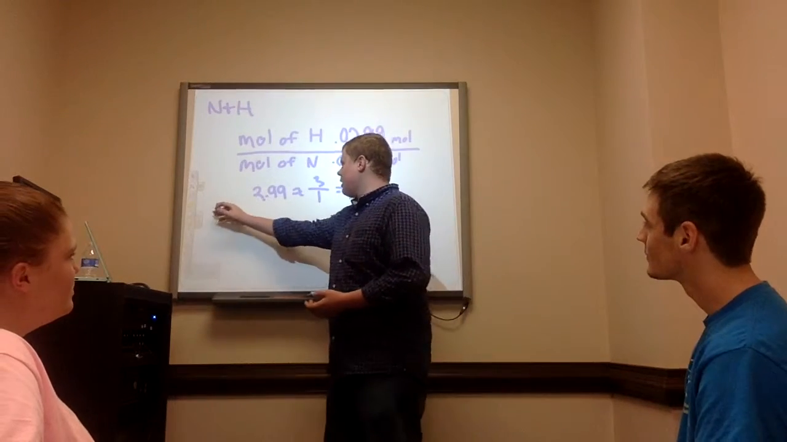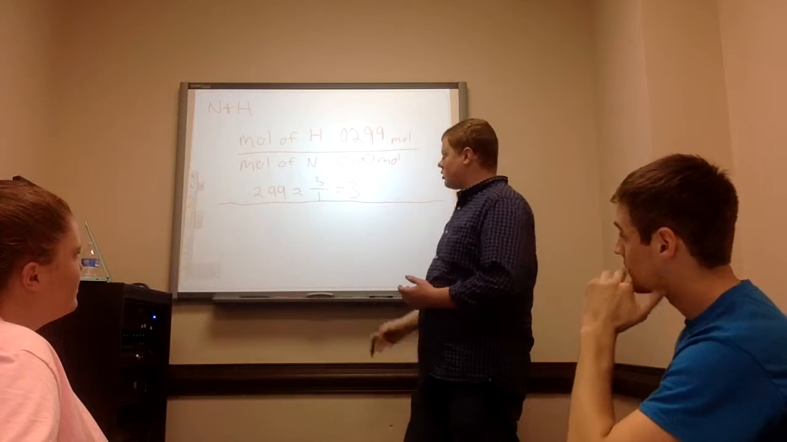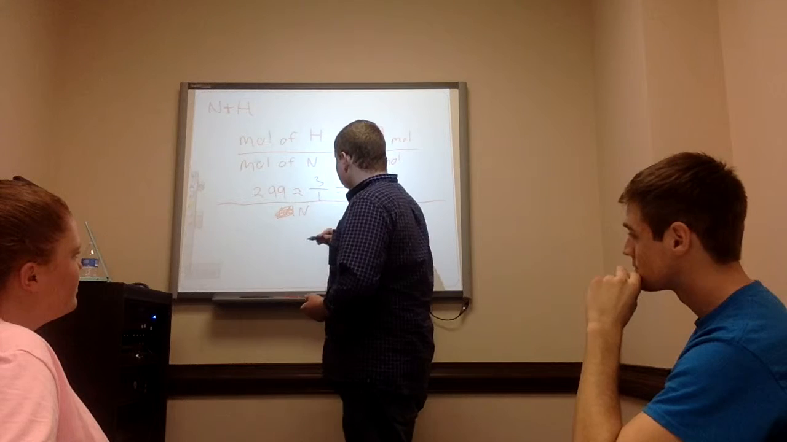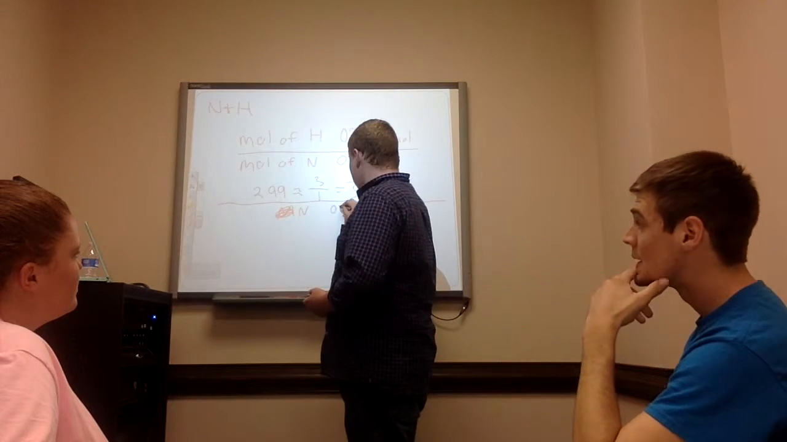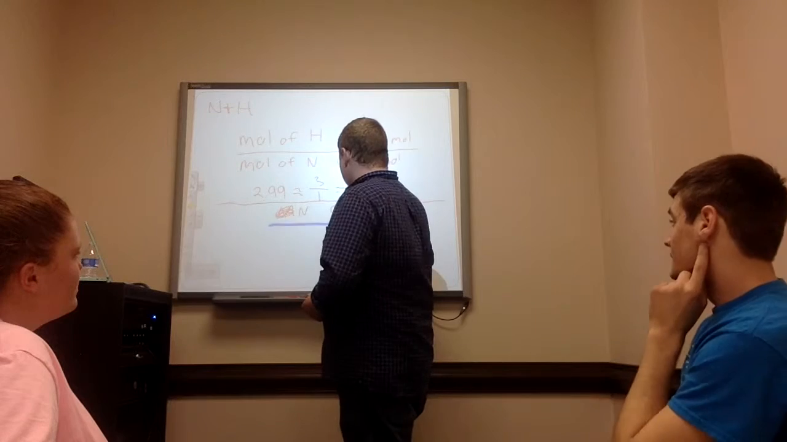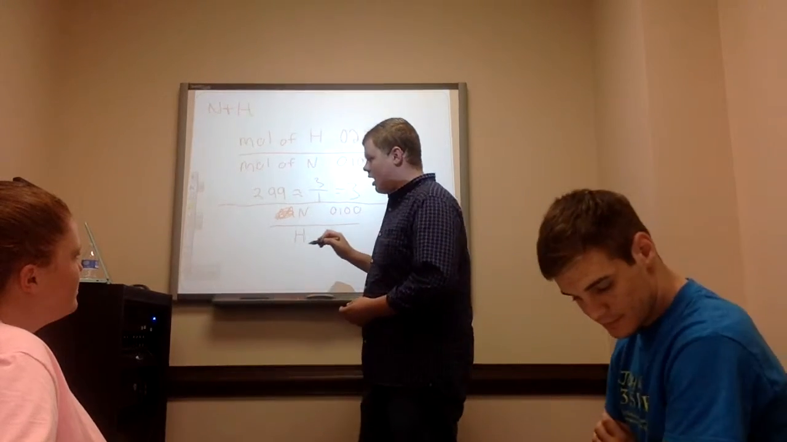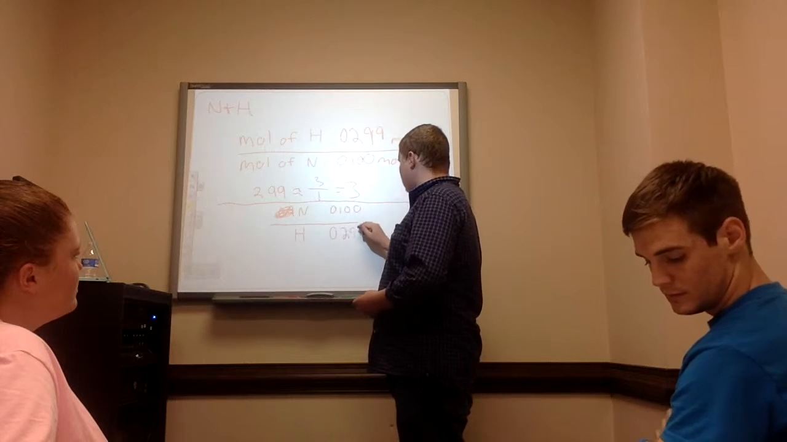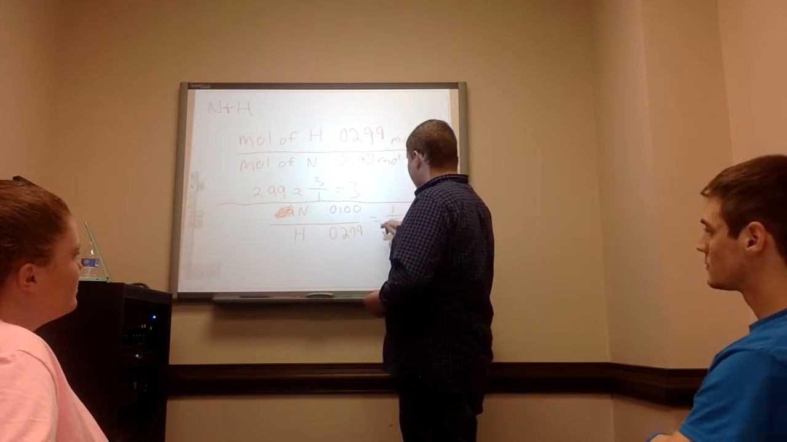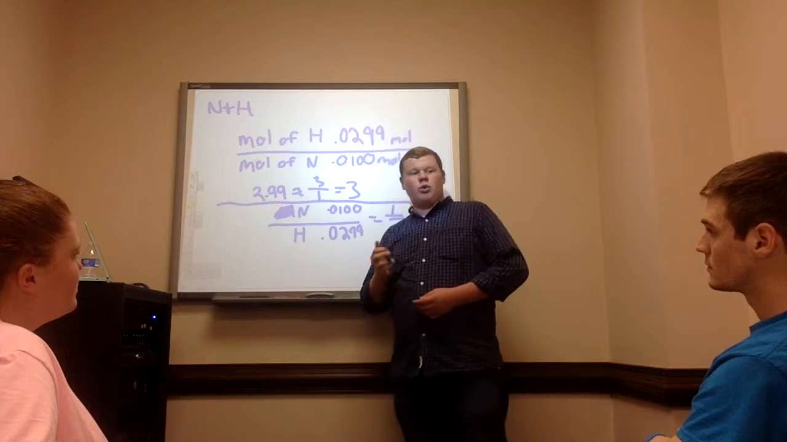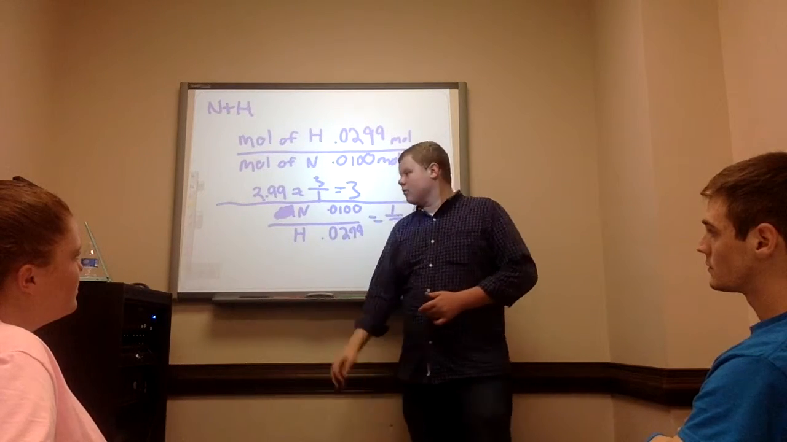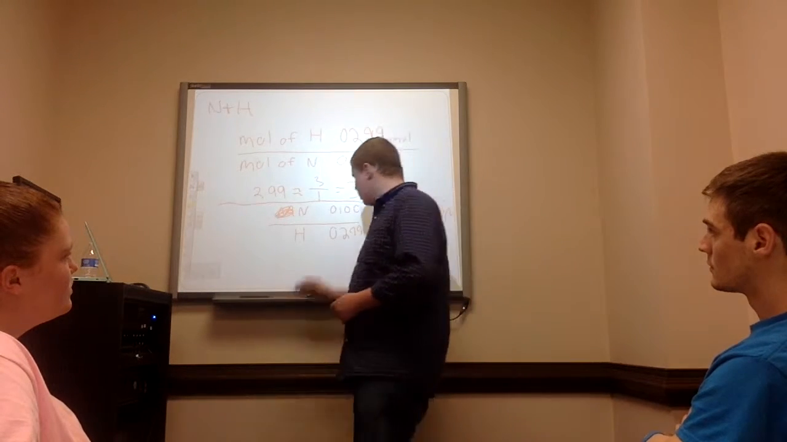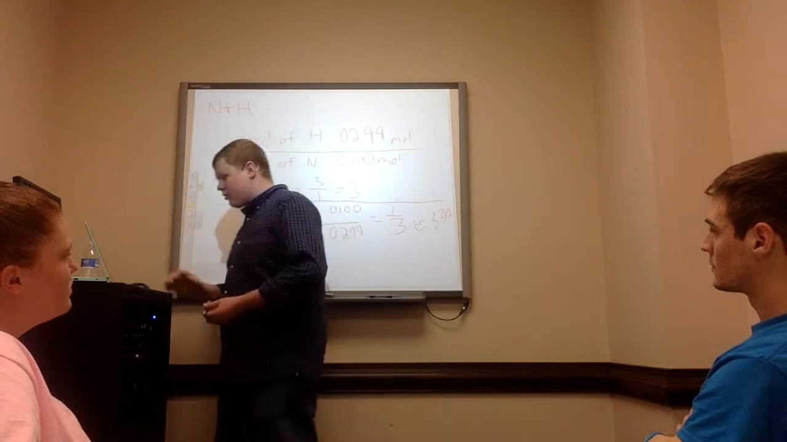But as we talked about inversely, we could also put nitrogen on top with 0.0100 over hydrogen, that being 0.0299, and you would have a 1:3 ratio for your molar ratio. That's also 0.334-ish. Approximately. Are you all following me still?